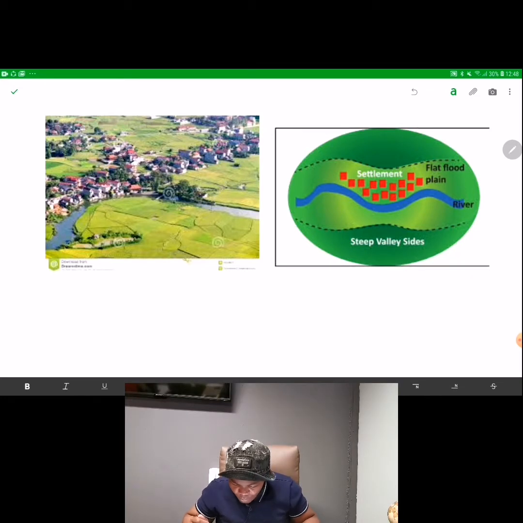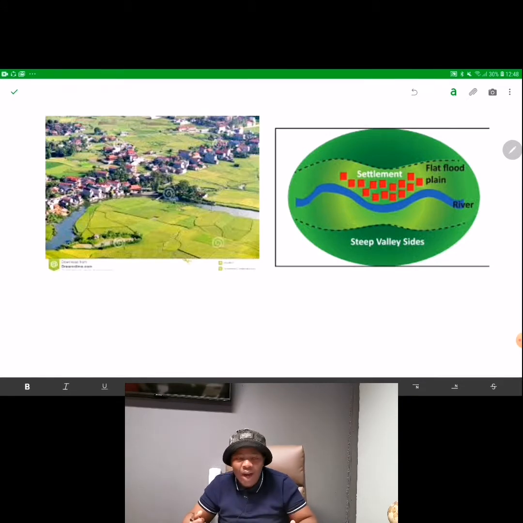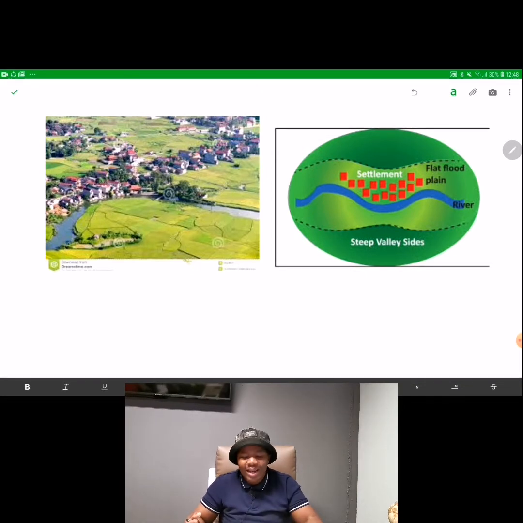And then again, you can see here on your left hand side, you have a river and then you have your floodplain. So people prefer to settle or to build houses on floodplains. Why is that the case? It is because the floodplains have fertile soil, and then again, they are near the river for drinking.